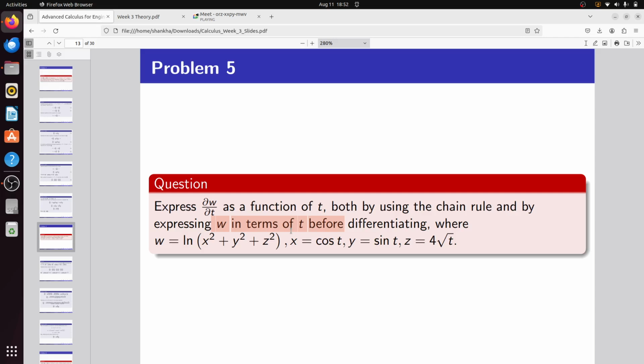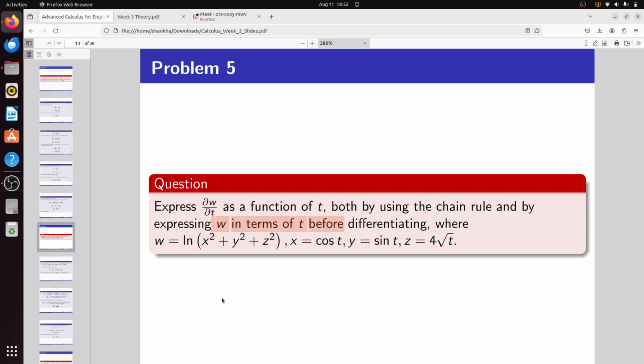So you just put x equal to cos t, y equal to sin t in the expression, and z equal to 4 square root of t, and then take derivative with respect to t to get the answer. So I am giving you 2 to 3 minutes. Just put the expressions in the w and then tell me the answer.